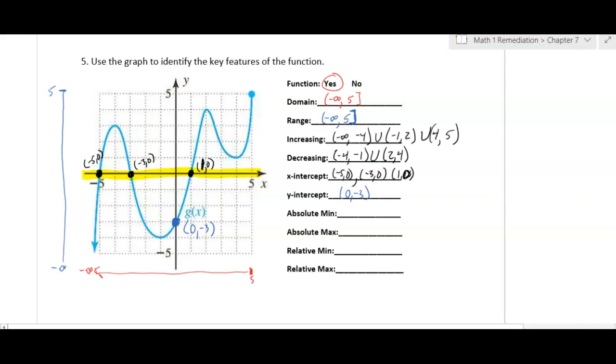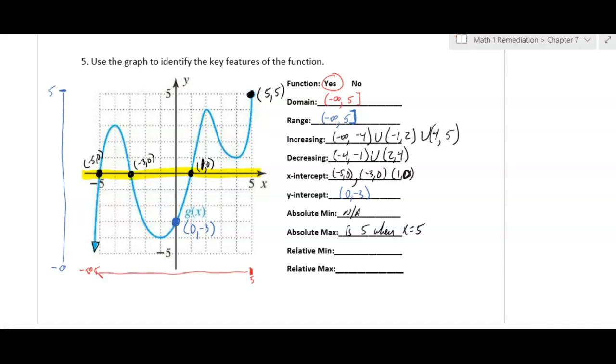Now, since this graph goes down forever and ever, so this here tells us it points down forever and ever, which means there's no absolute lowest point since that goes down forever and ever, so there's no absolute min. But if I trace this graph, is there an exact highest point? And yes, the highest point here is at 5, 5. So we would say that the absolute max is 5 when x is 5.